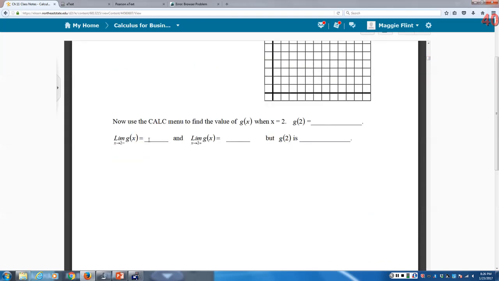g of 2 is undefined because you can't divide by 0. The limit as x approaches 2 from the negative side of g of x is 4. The limit as x approaches 2 from the positive side of g of x is 4. But g of 2 is undefined. Okay?